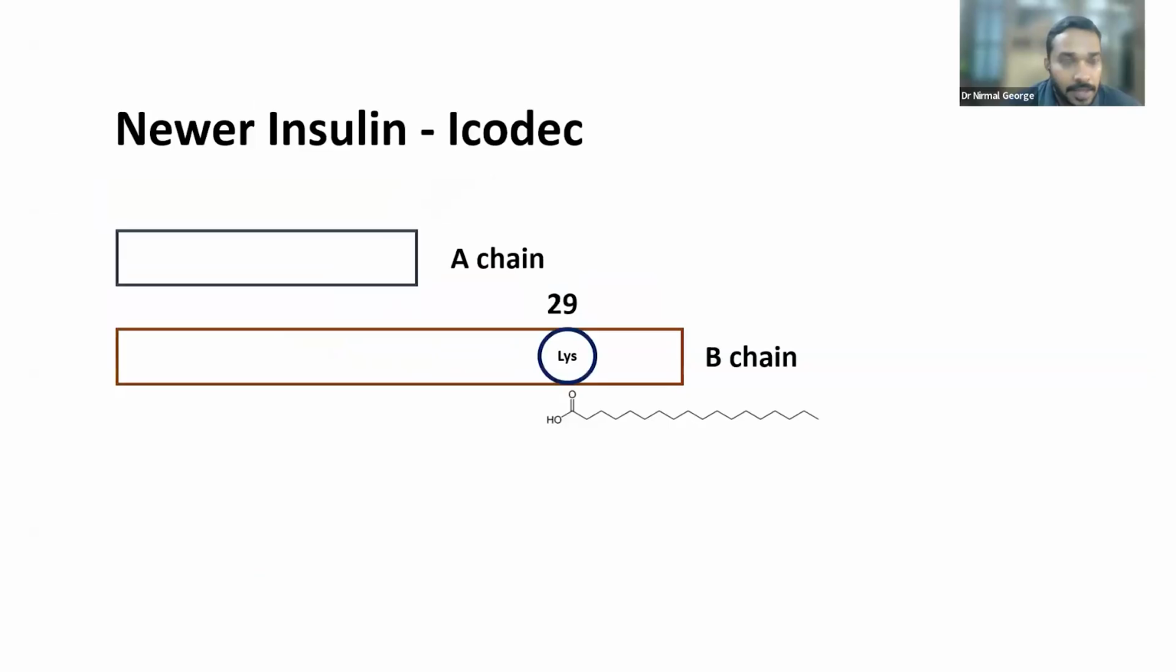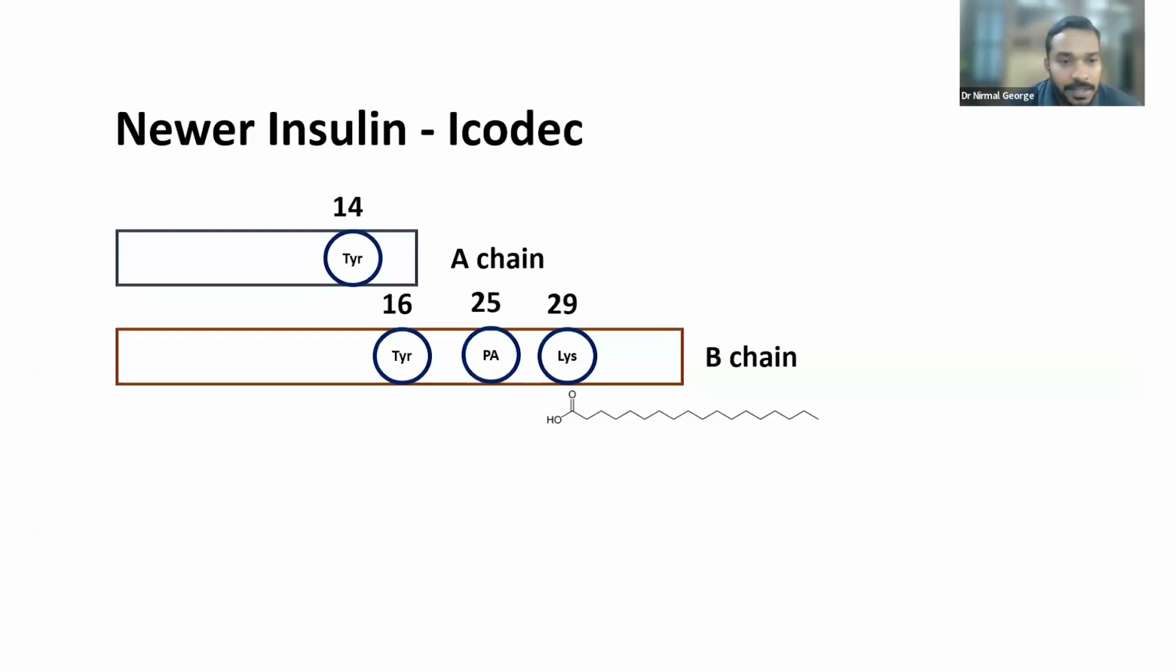And the newest insulin that is currently undergoing research is called insulin icodec. So this is a very long-acting insulin. It has got 3 amino acid changes. One is in the 14th position of the A chain. Second is in the 16th position of the B chain. Third is in the 25th position of the B chain. And you're adding a 20 carbon fatty acid to the 29th position.